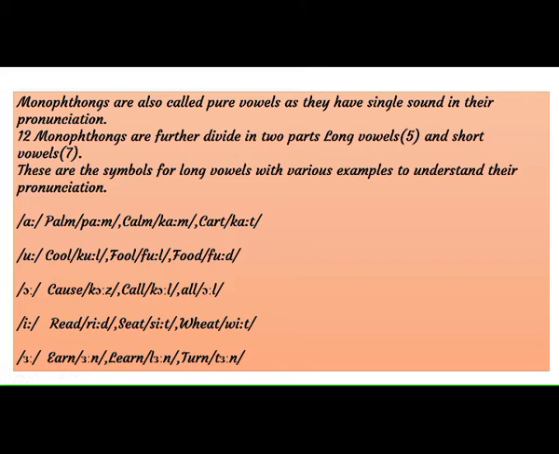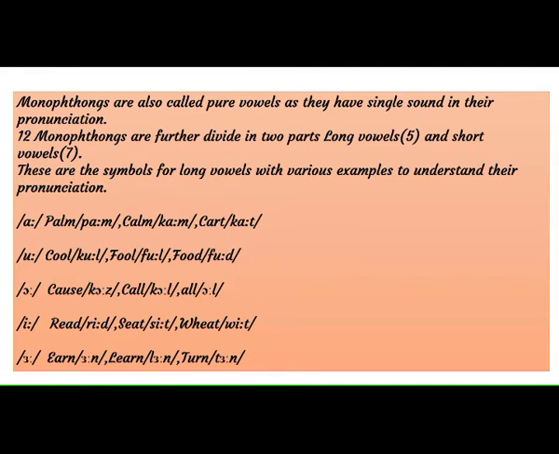Monophthongs are called pure vowels, as they have a single sound, only one vowel sound in their pronunciation. We can divide monophthongs into long vowels and short vowels: 5 long vowels and 7 short vowels. These are symbols for long vowels with various examples to understand their pronunciation.